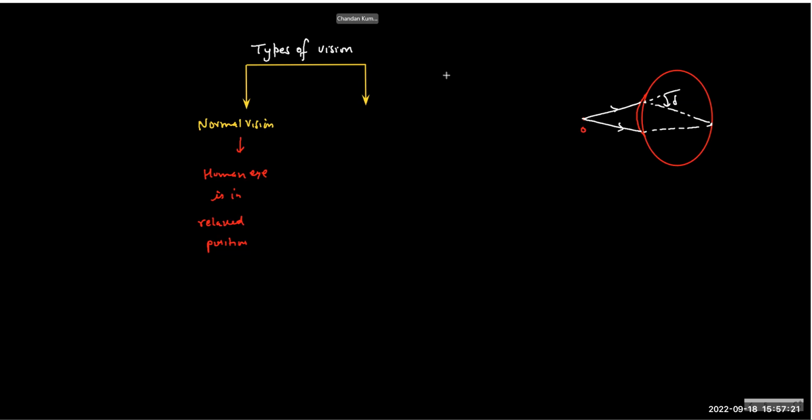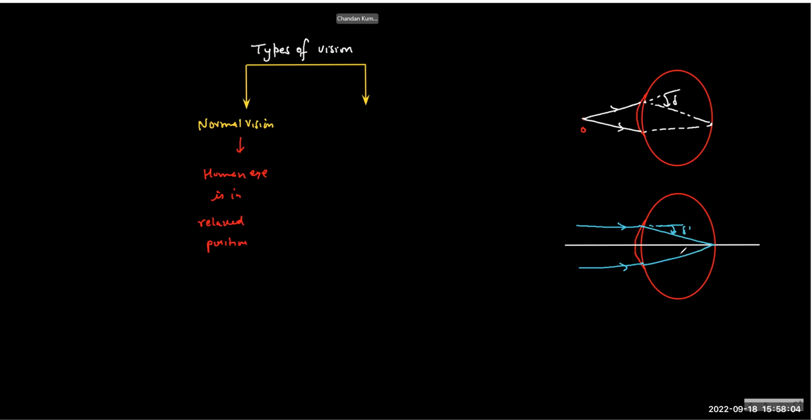But imagine a situation when the object is at infinity, which we call the distant object. You're looking at the stars, moon. How is the light ray coming? Roughly parallel to the principal axis, isn't it? And now when this light ray bends and reaches the retina, you can clearly see the deviation required is lesser, right?